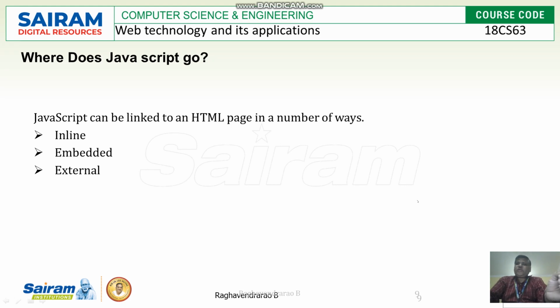And where does this JavaScript go? How is it going to be used? JavaScript can be linked to an HTML page in a number of ways: inline, embedded, and external. These 3 ways let you include JavaScript in the HTML page. So JavaScript and HTML work together, and hence the layers are there like that. Not only JavaScript and HTML, CSS is also involved in that.